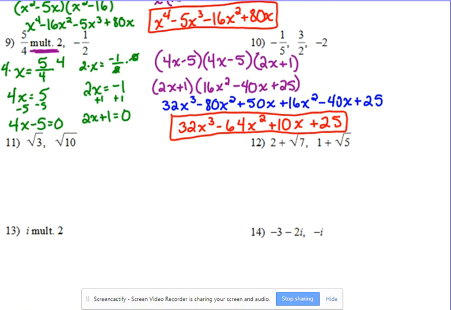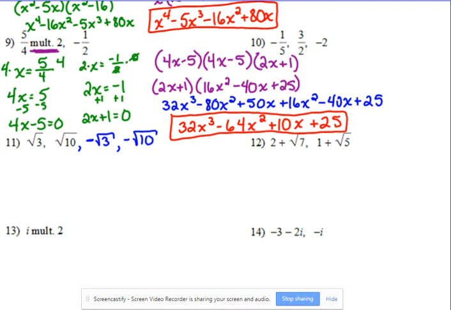Okay, number 11. They give us square root of 3 and square root of 10 as two zeros. But remember what I had you write down at the very beginning: complex and irrational, a square root is an irrational number, come in conjugate pairs. So if positive square root of 3 is a root or a zero, then negative square root of 3 is also a zero. And the same thing goes for the square root of 10. If positive square root of 10 is a zero, then negative square root of 10 is a zero.